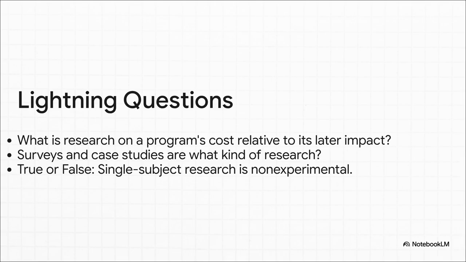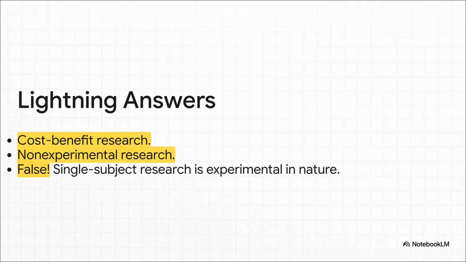Number 1, what do you call the type of research that weighs a program's upfront cost against its long-term benefit to society? Number 2, surveys, case studies, correlational studies. What's the big umbrella term for all of those? And number 3, true or false, single-subject research is basically just a fancy way of saying a descriptive case study. Go, go, go. And time's up.